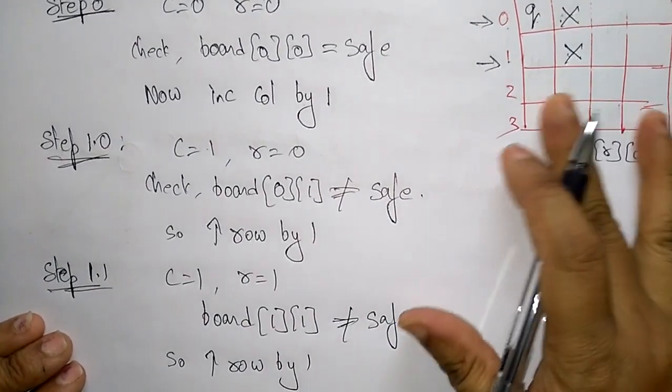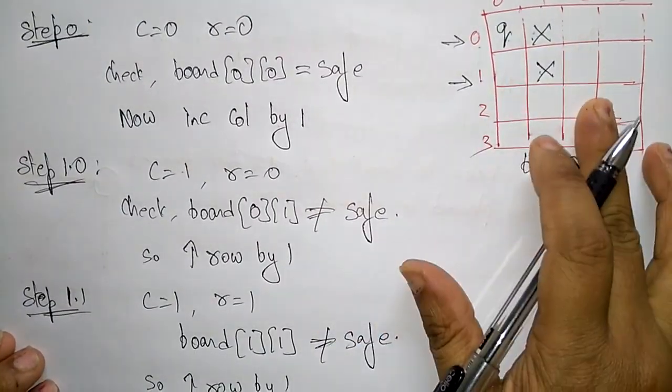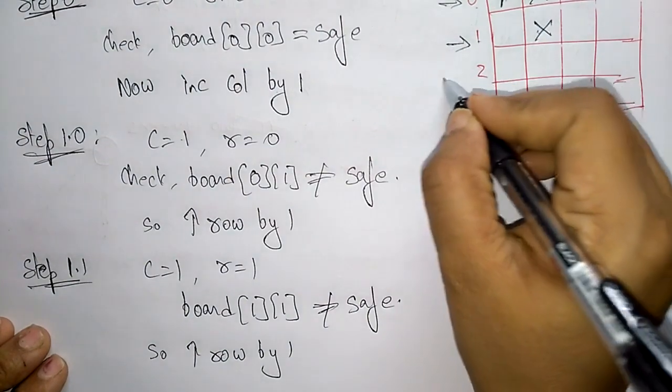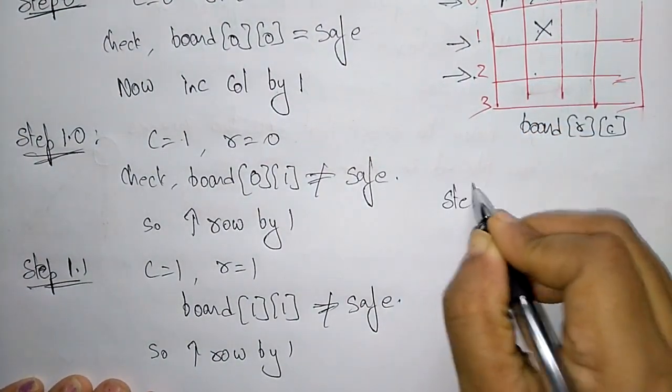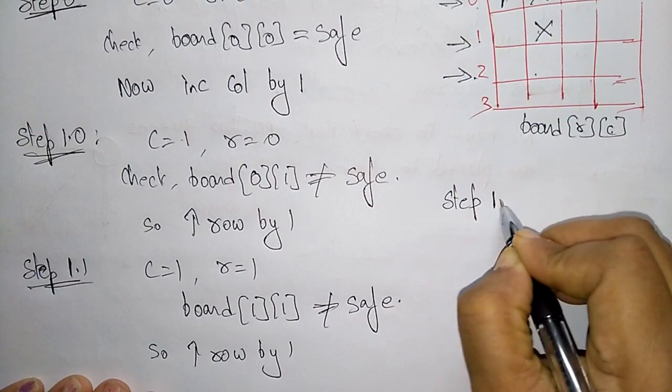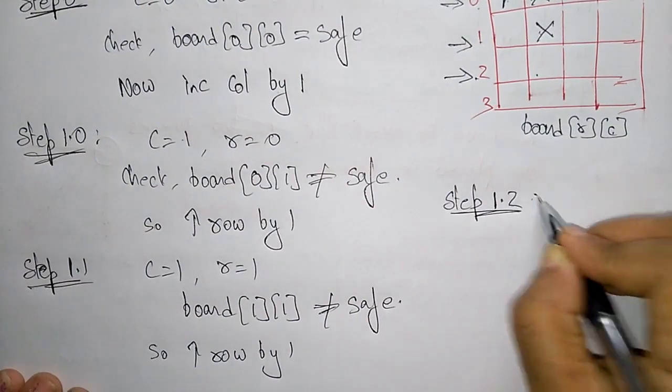Don't skip to the next column. Just increment the row. Now coming to this row. Okay, now check again. Step: first column, second row. Step 1.2.